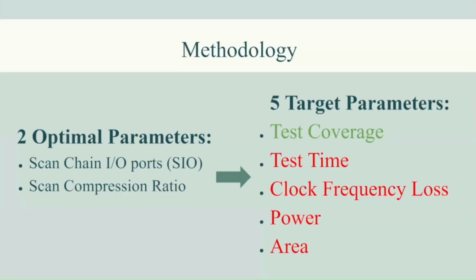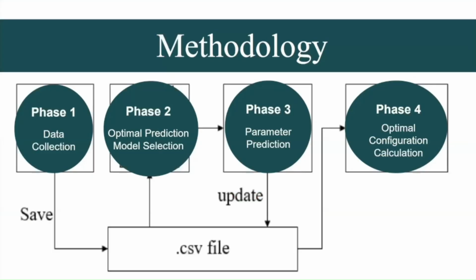So this research paper aims to optimize two parameters, which are the scan chain input and output ports, as well as the scan compression ratio. And with modifying these two optimal parameters, we are targeting 5 of the test outputs, or the test optimizations that we want. The one that's of the most importance is test coverage, and then we have test time, clock frequency loss, and then power and area.